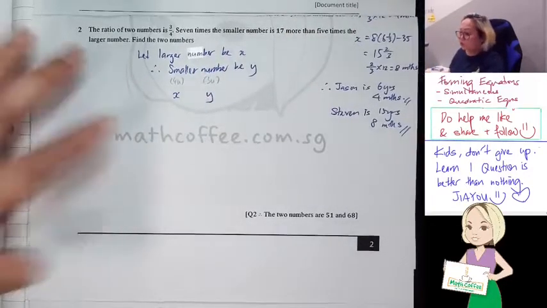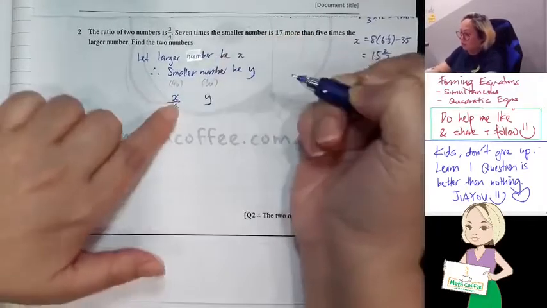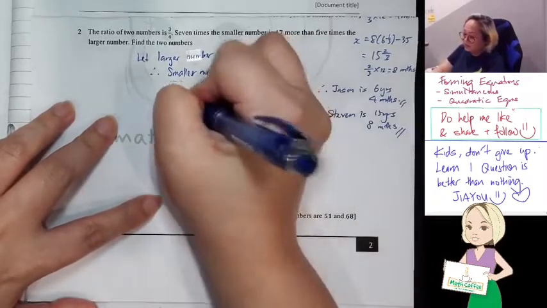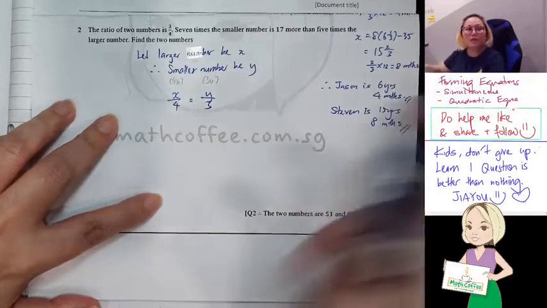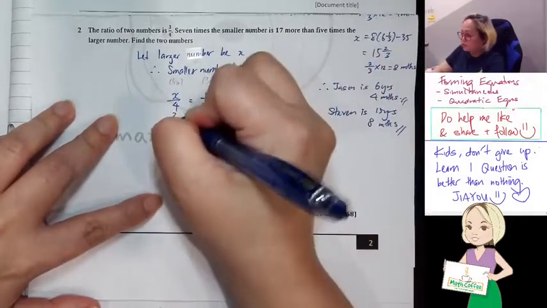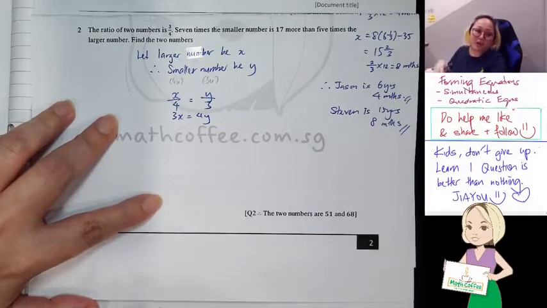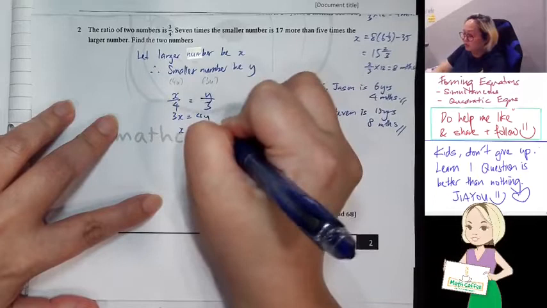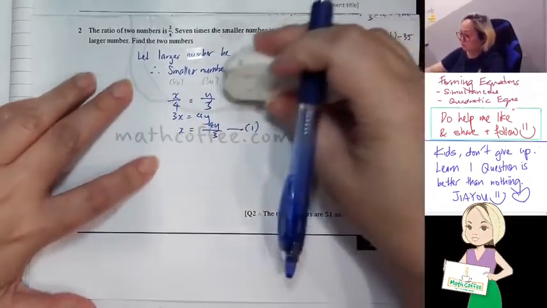Okay, so to form the equation, what do I do? Same thing, I divide by 4 to get 1 unit, divide by 3 to get 1 unit. And then I say, now they are equal. So it becomes an equation. Then all you need to do is cross multiply. So that means 3x is equal to 4y. So you either make x the subject or make y the subject. It doesn't matter. So I'm going to write x is equal to 4y over 3. I let this be my equation 1.